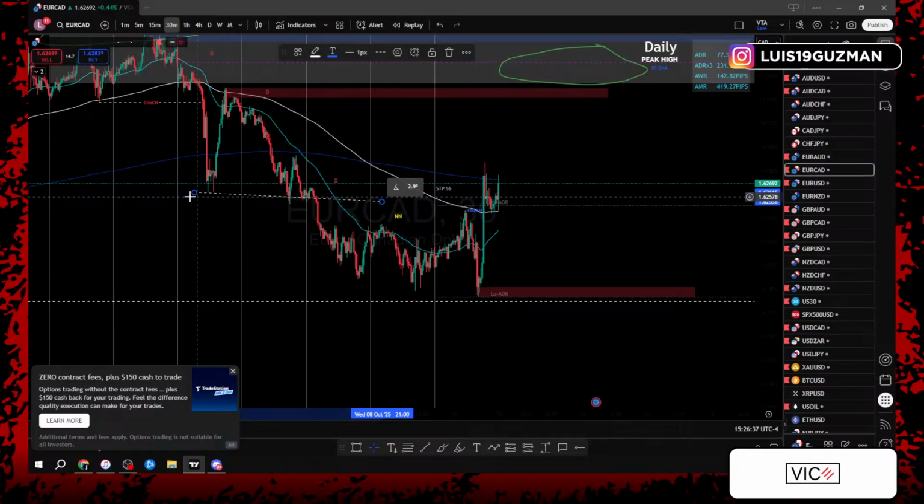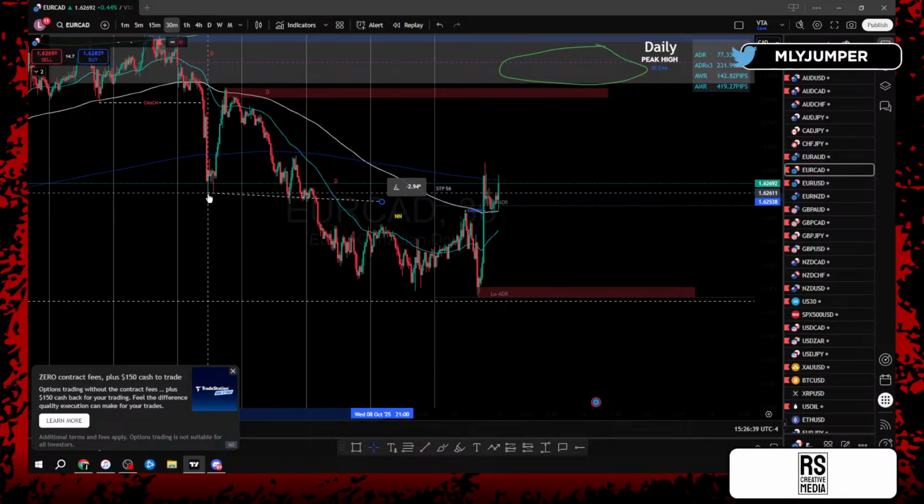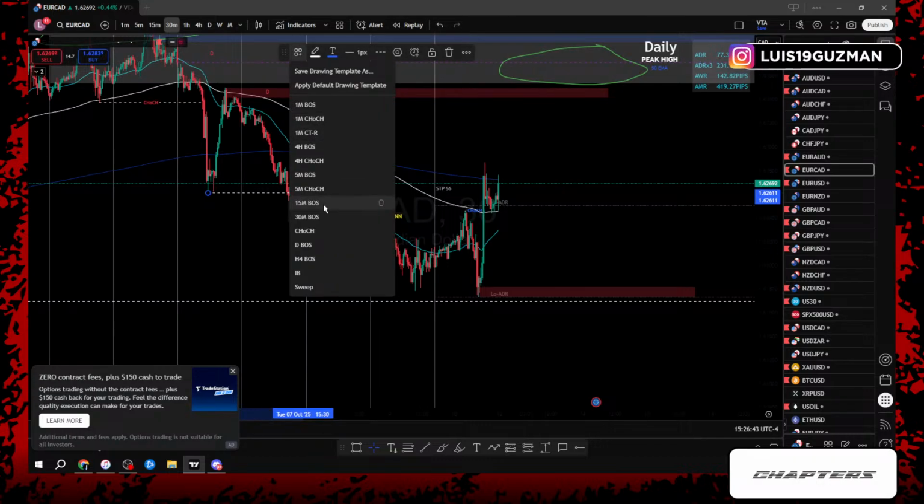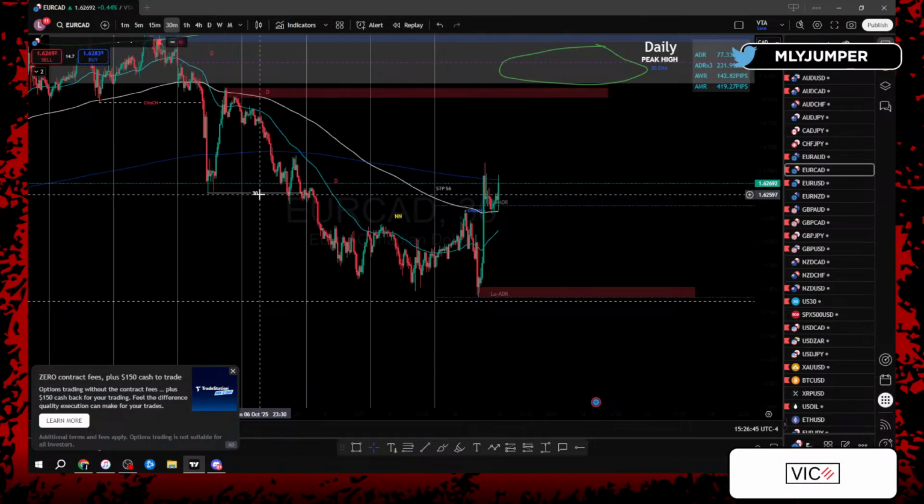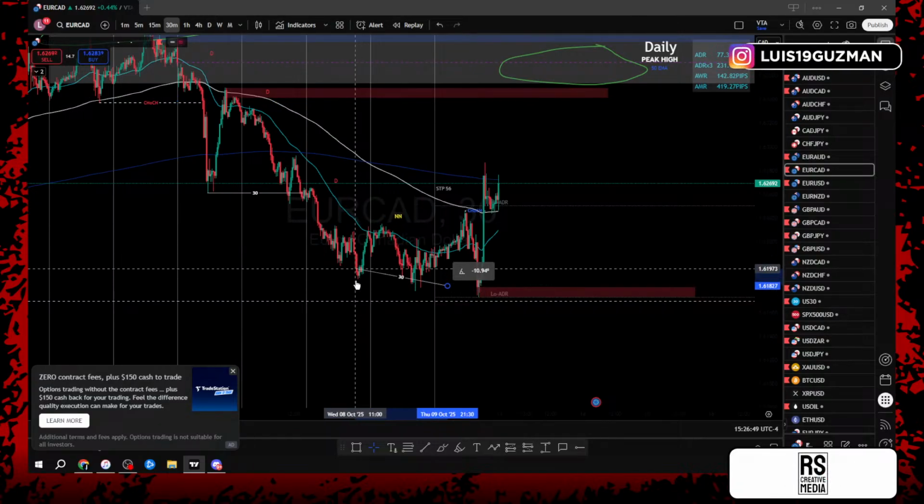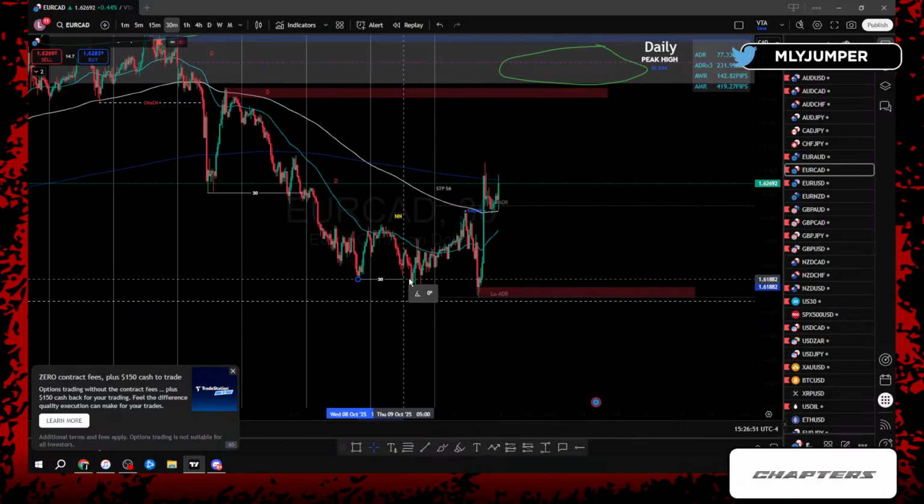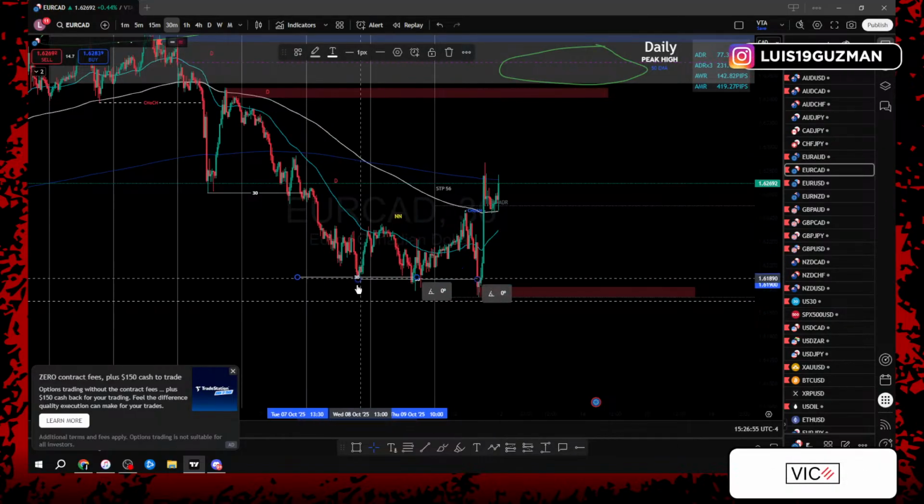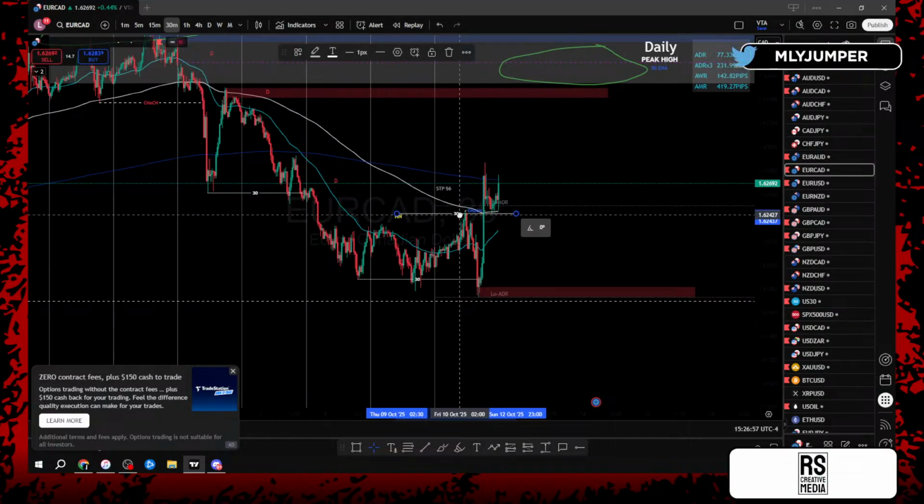We have this lower low here. This lower low gave us this lower high, that gave us this lower low over here. Right? Lower low, lower high, lower low.